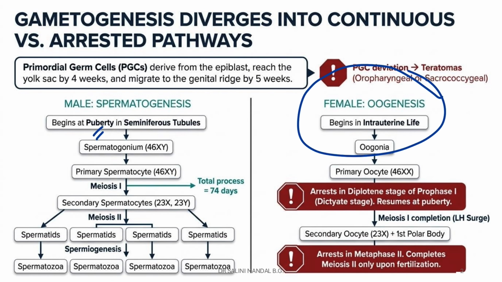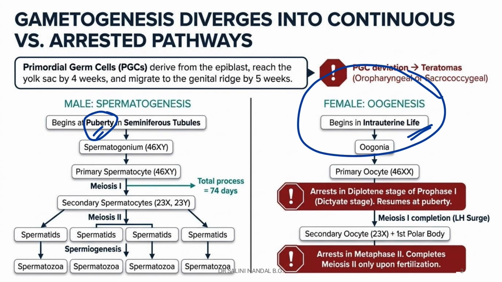Apart from that, we know that initially we have a primordial germ cell, in the males as well as the females, and they derive from the epiblast. After that, they reach the yolk sac by the 4th week, and then migrate to the genital ridge by the 5th week. After that, all these processes occur. So remember, spermatogenesis begins at puberty, whereas oogenesis begins in intrauterine life.